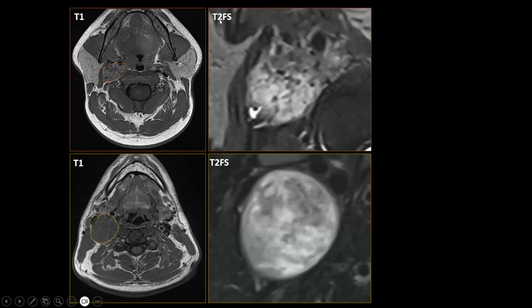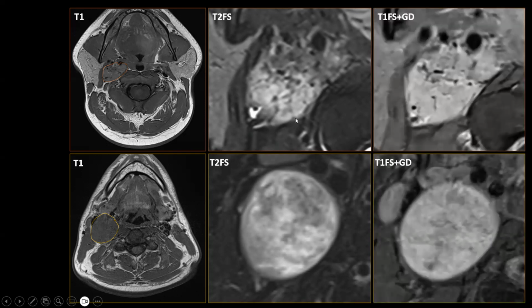These are the T2 weighted images with FATSAT from both patients, magnified over the tumor, and these are the T1 weighted images with gadolinium and FATSAT, also magnified over both tumors. Well, this is without FATSAT, clearly. We see here a lot of flow voids, so this is a glomus tumor.